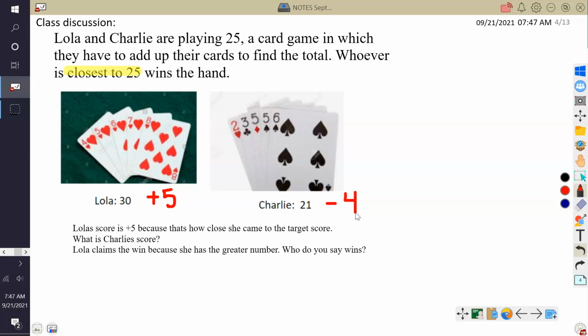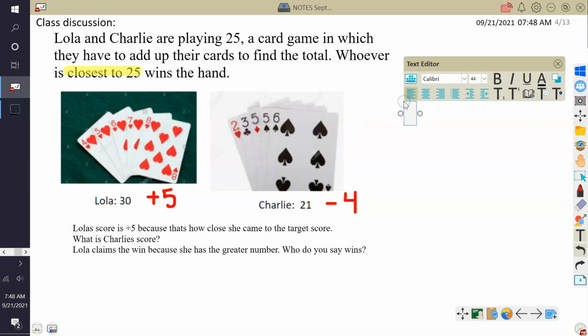So who wins the game? Who is closest to 25? Yes, Charlie is the closest. And do we really care if they're over or under 25? It doesn't really matter, does it? All we care about is how far they are from 25. That is an example of absolute value. Whenever you just think about it, you're only concerned with how close you are to something. That is an absolute value. So absolute value, here's the definition right here.